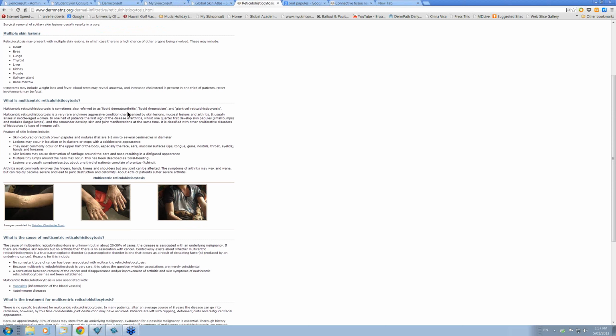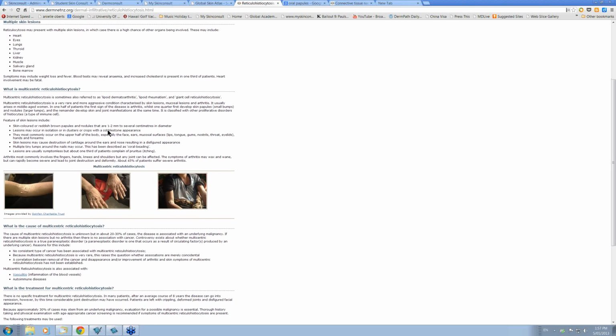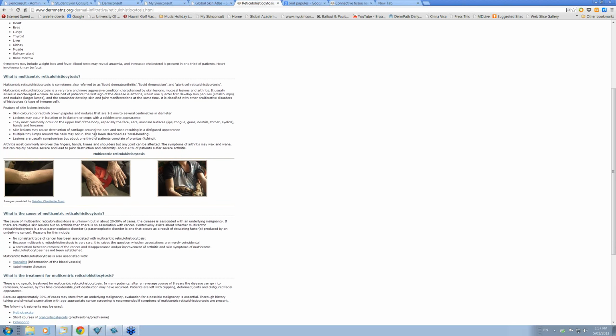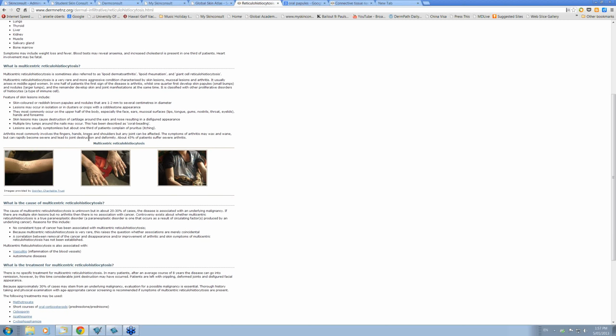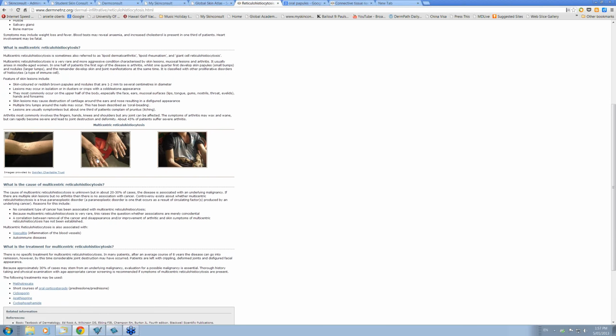Sometimes referred to as lipoid dermatoarthrosis, very rare. Mucosal lesions, which I mentioned, skin lesions and arthritis. Middle-aged women, the first sign of the disease is arthritis, but a quarter develop skin papules. The remainder, skin and joint things at the same time. Okay, skin lesions may cause destruction of cartilage around the ears and nose, resulting in a disfigured appearance. Obviously not a common condition, but an interesting one to think of for acral papules.